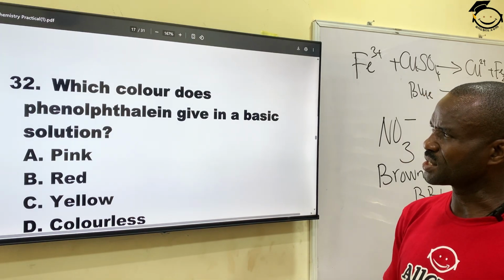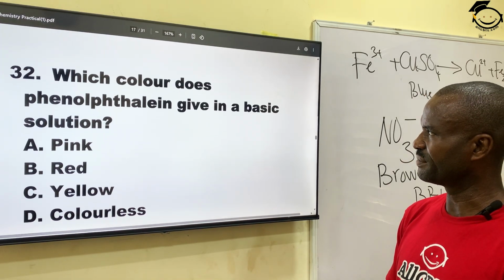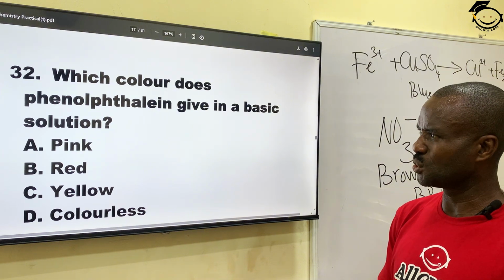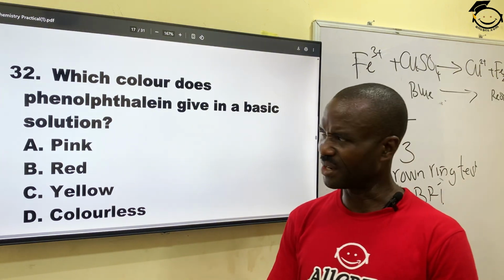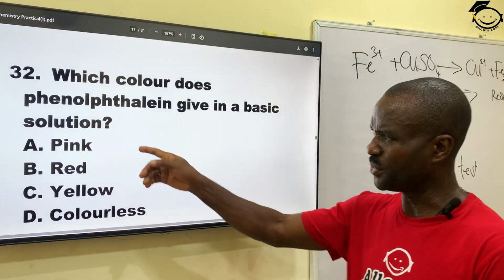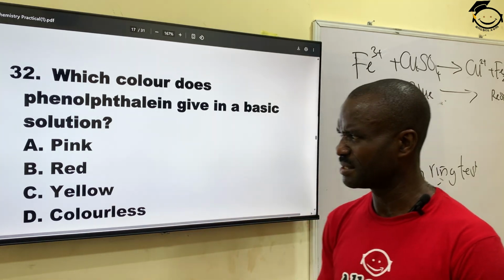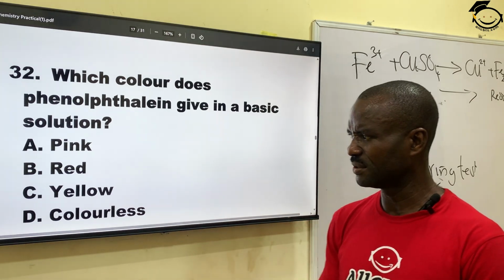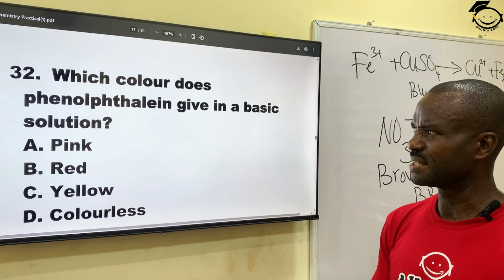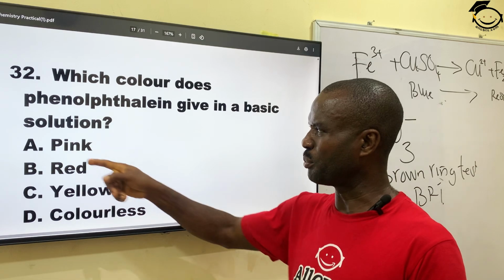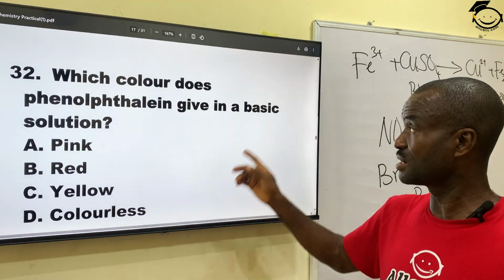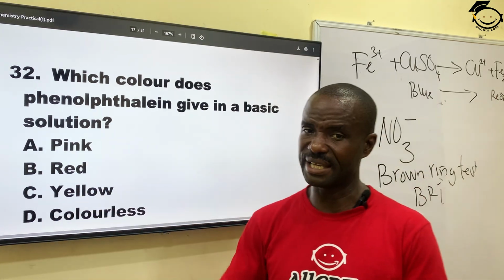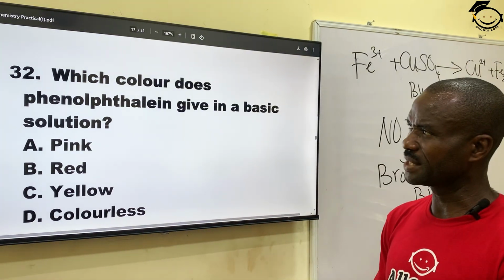Question 32. Which color does phenolphthalein give in a basic solution? In base, the phenolphthalein changes color. A. It changes to pink in a base. B. Changes to red. C. Yellow. And then D. Colorless. Phenolphthalein will change to pink in a basic solution. So the correct answer is A, pink.